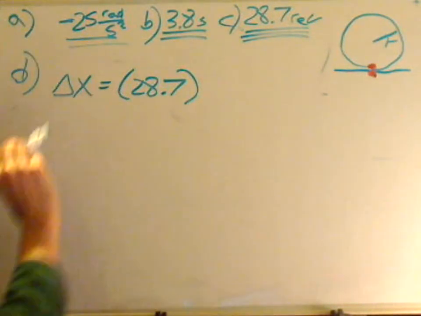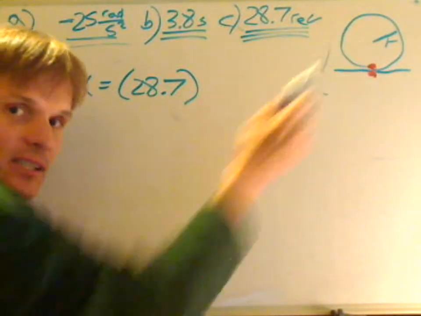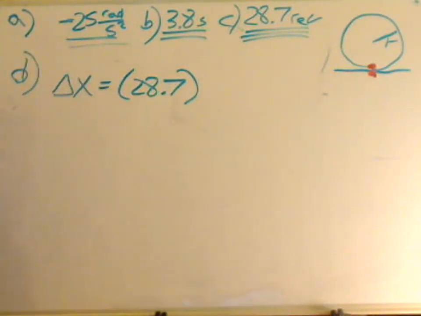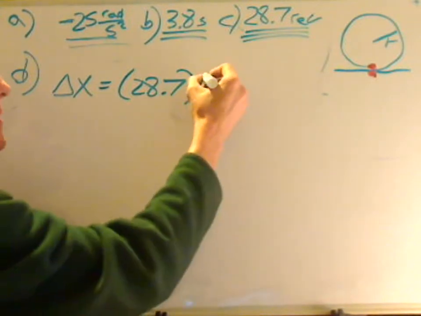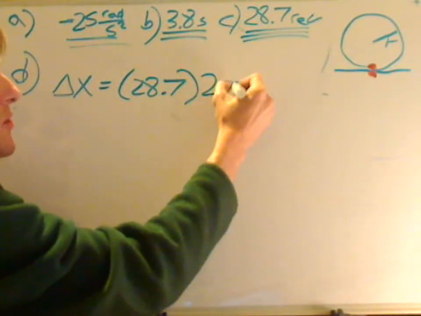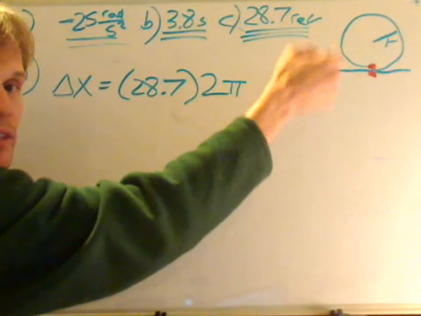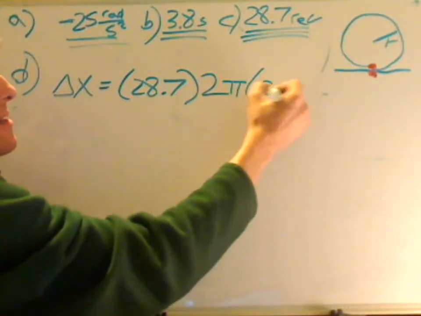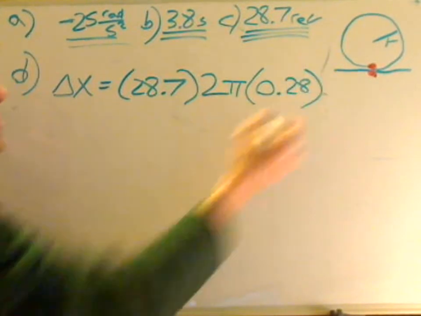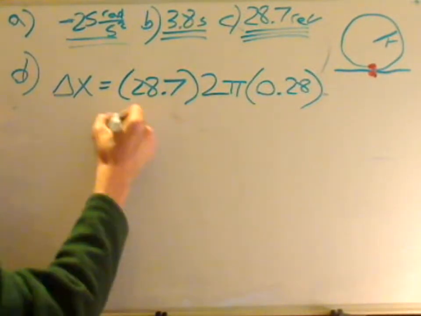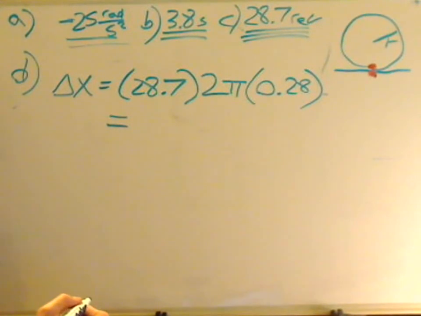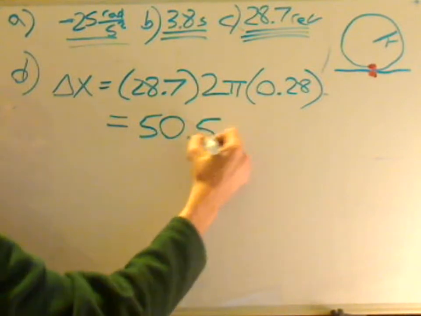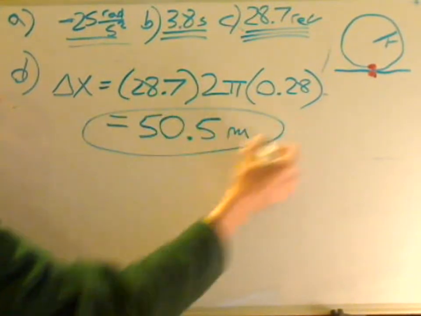And this approach works because the tire does not slip while we're traveling down the road. Okay, so that's how many revolutions we go through. And we have to multiply that by the circumference of the tire, which is 2 pi times the radius. The radius is 0.28 meters. So you multiply those, and you get 50.5 meters. Okay, so that's how far the car goes.